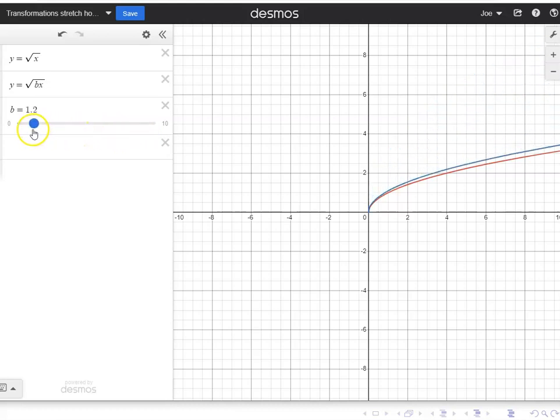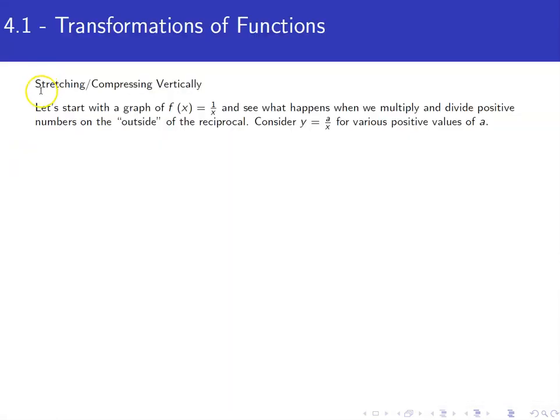All right, well, what happens if I take my b and make it less than 1? Well, notice here, we're getting a horizontal stretch. It's making it pulled more in the positive x direction. So that's what we mean by a horizontal stretch. We're taking these points and we're pulling them this way. So the smaller the b gets, the more and more stretched out it gets. All right, so we've handled some horizontal stretching and compressing.